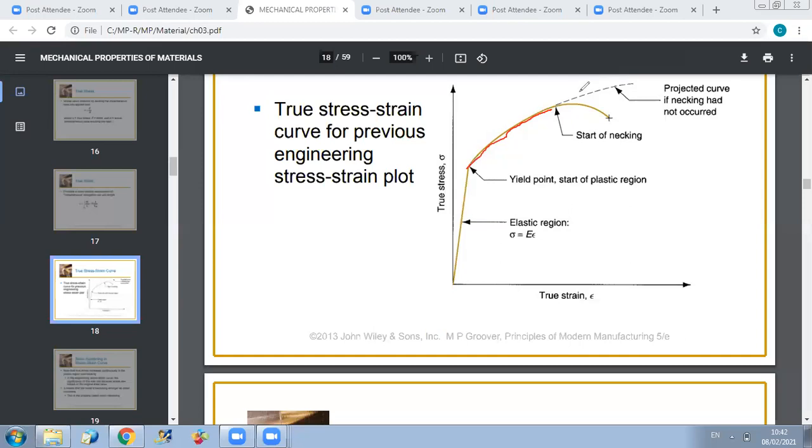And the strain hardening zone is defined by the flow curve, which was observed to be of the form k times epsilon to the power n.